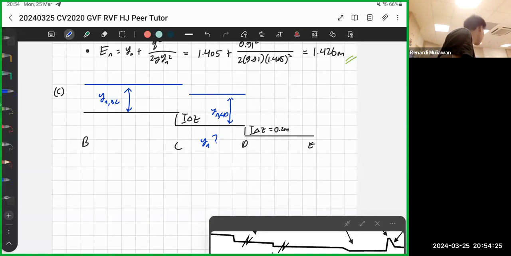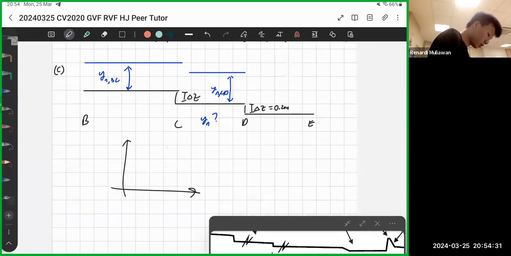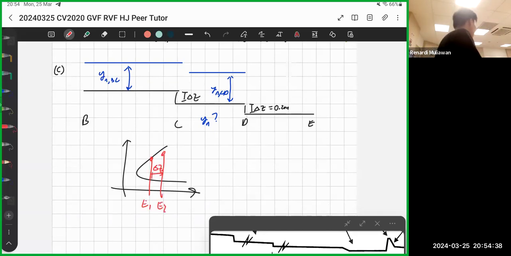Typically, if you have one Y and you want to find the other Y within a depression, you will do this thing, correct? Remember? However, this one is asking for normal depth. It's not asking for the depth right after the depression. These two are different. Okay, so let me draw.